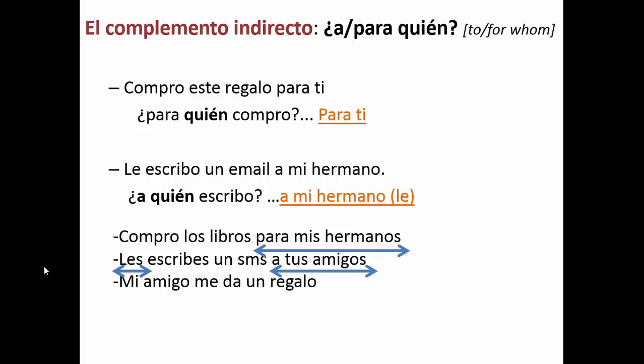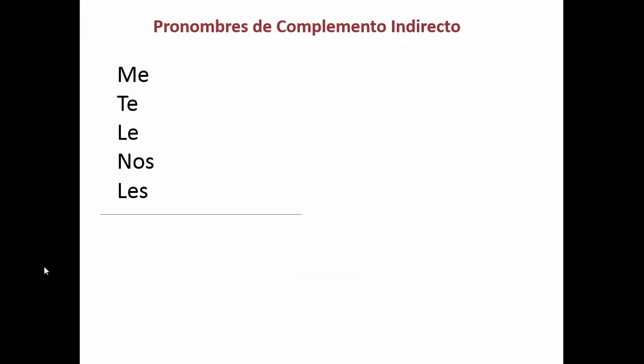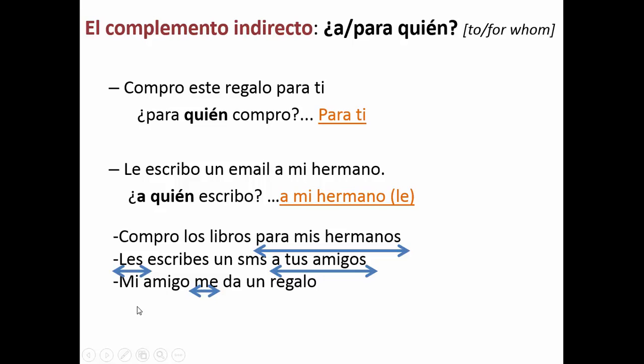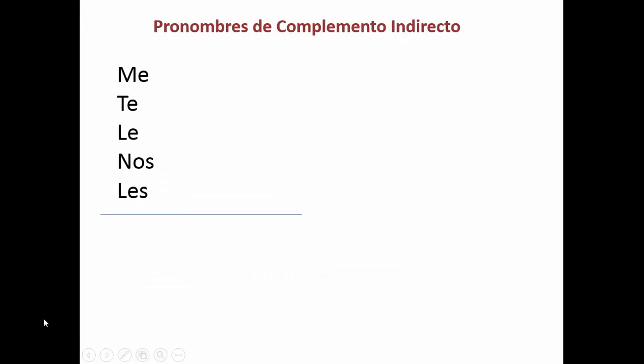Mi amigo me da un regalo. My friend gives me a present. And me is the indirect object pronoun. As you can see, me goes before the conjugated verb. The conjugated verb right here is da. So in Spanish, indirect object pronouns go before the conjugated verb.